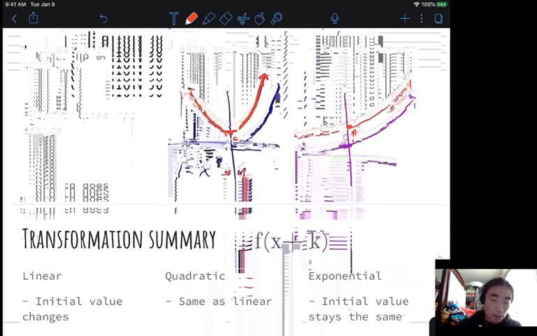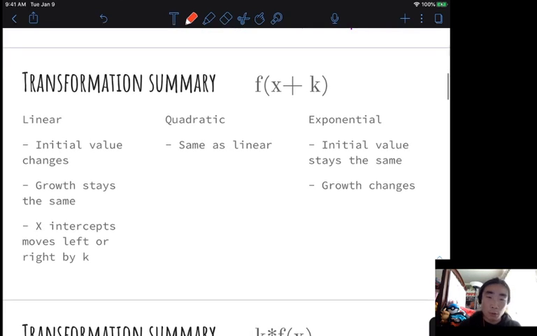As we see from yesterday, we knew it moved left and right. And if you investigated it further with a couple more graphs of the linear form, quadratic form, or the exponential form, you should see that, oh, it's actually the x-intercepts that move left and right. The growth stays the same, and the initial value changes. Let me see if I can demonstrate that with a parabola.